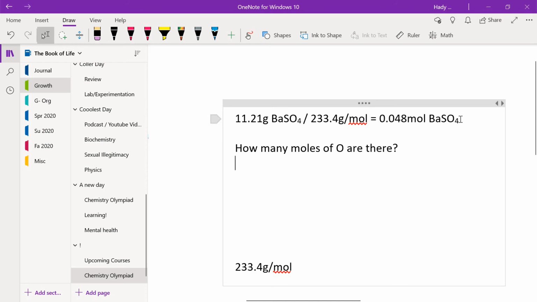Well, there's 0.048 moles of this molecule. That means there's 4 oxygens per molecule. So you have to multiply that by 4 to get how many moles of oxygen there are. It doesn't matter what the exact number is, because you just multiply that by 4 and you get your answer, right?